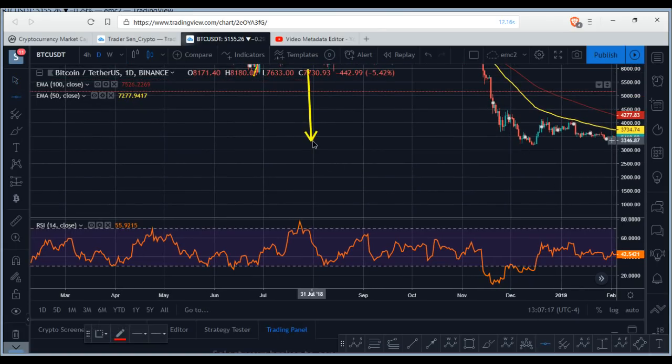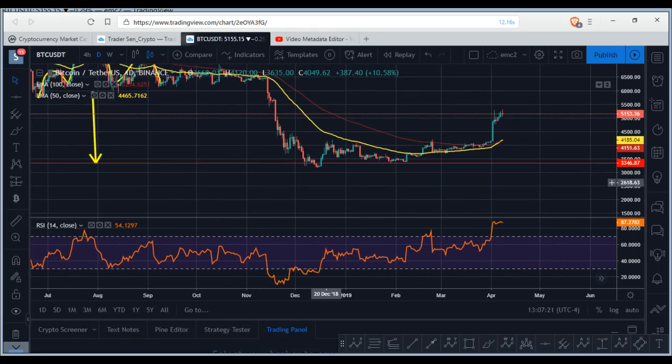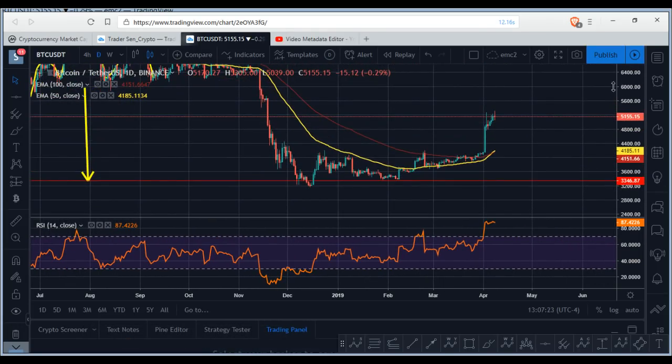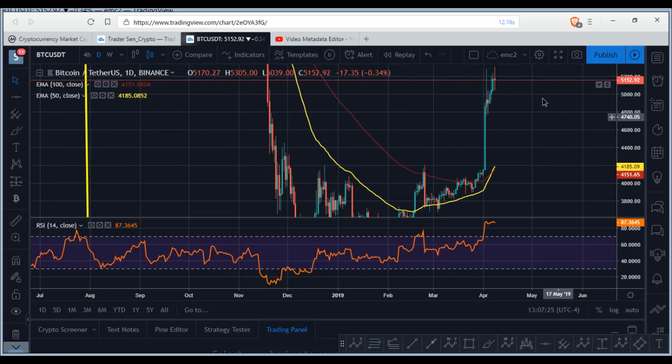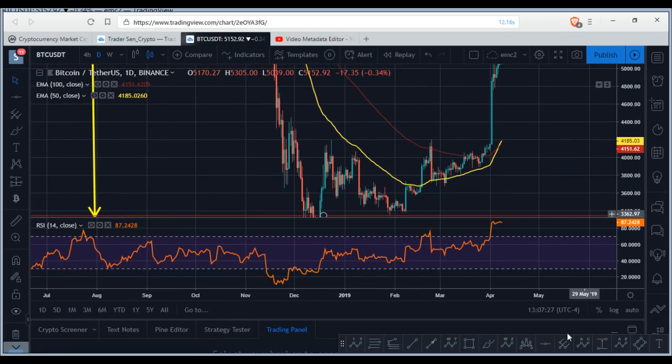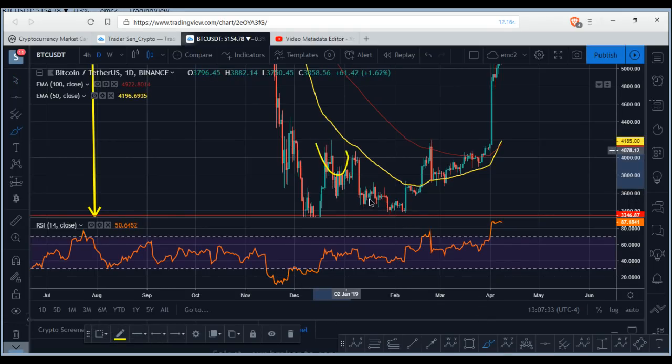We got exactly at this area, exactly a one-to-one extension, right? And if you get the same type of pattern, right? The one-to-one extension from this inverted head and shoulders, you get the same type of one-to-one extension, same pattern, just a reversal, right?